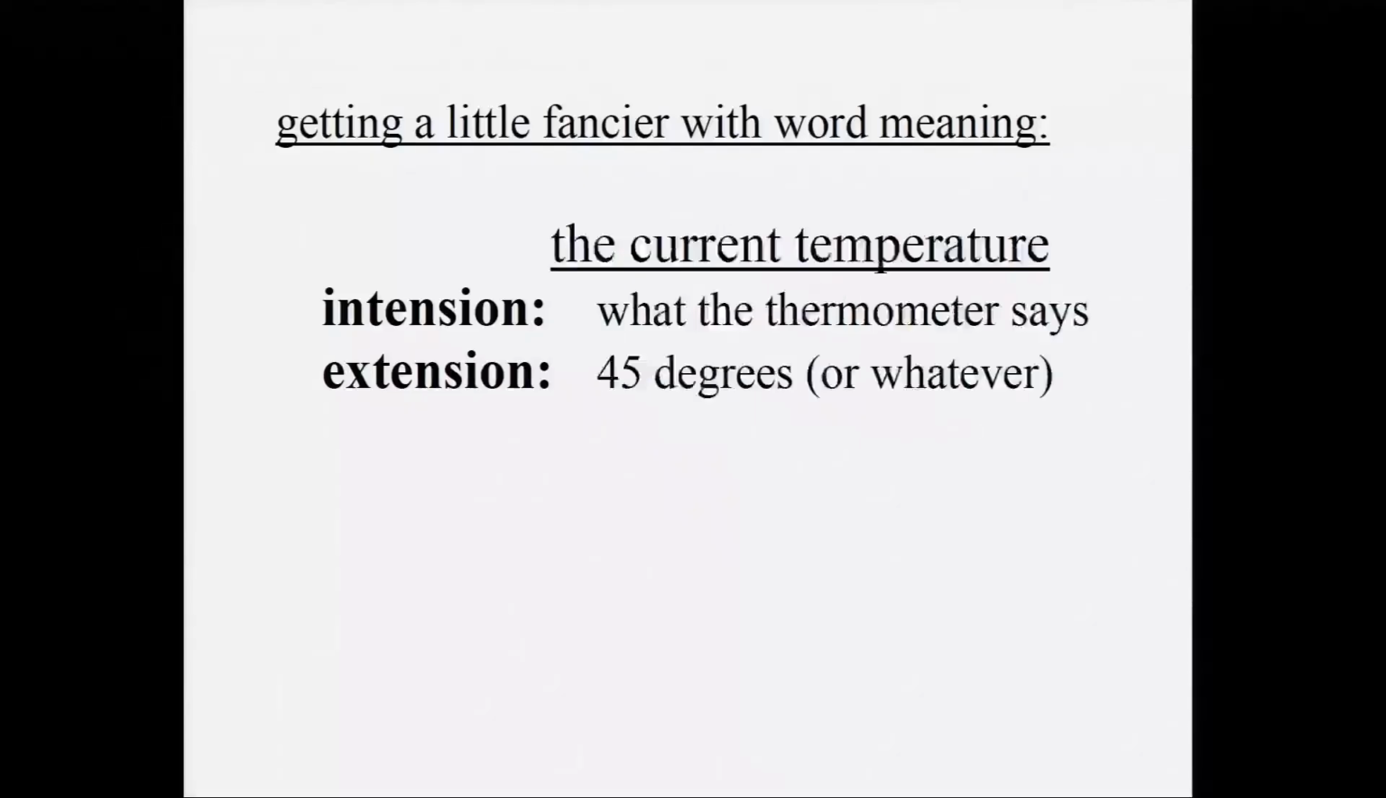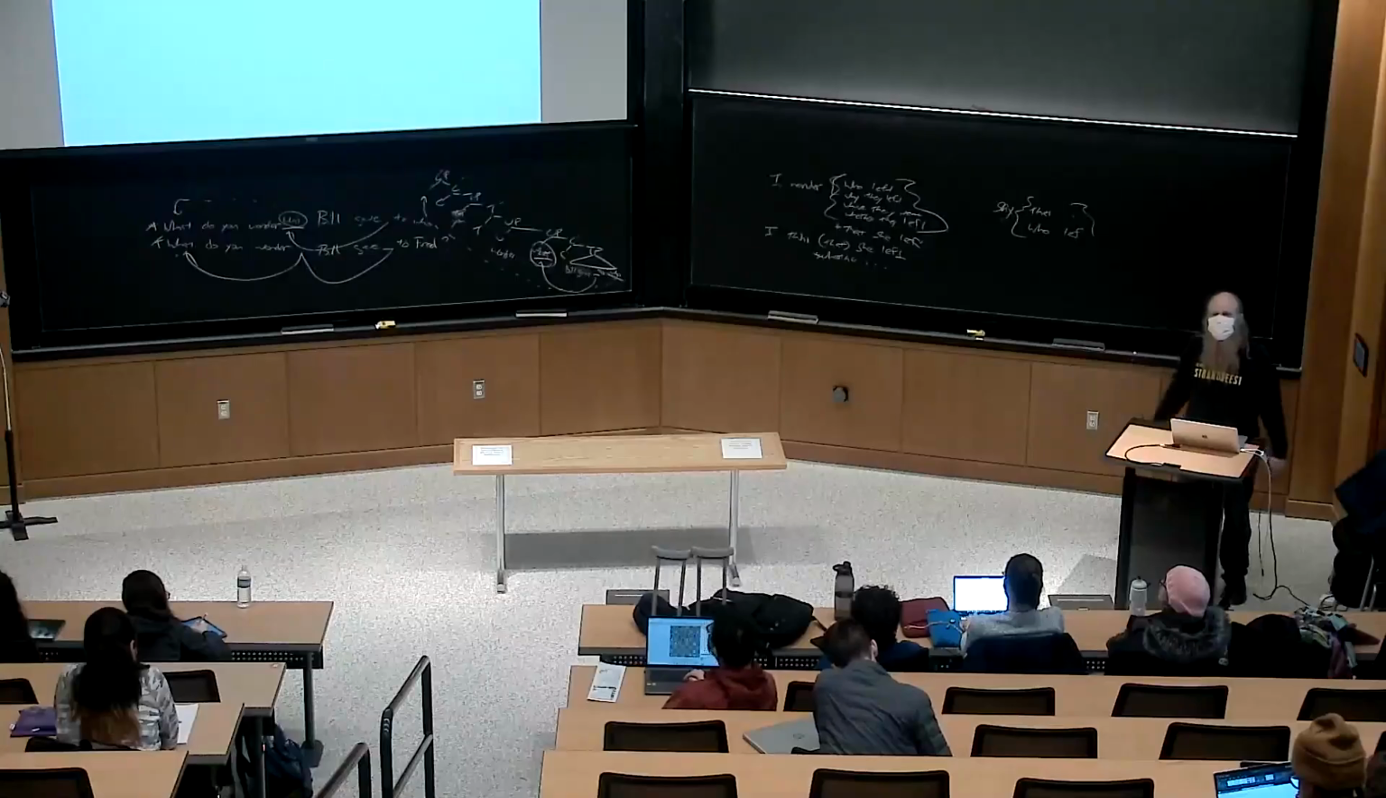Or similarly, the phrase, the current temperature, has an intension and an extension. The intension is the procedure you'll use to find out what the current temperature is. Like, go look at the thermometer, right? Go onto weather.com or whatever. And then it has an extension, which is, well, whatever it is, 45 degrees, let's say. Yeah.